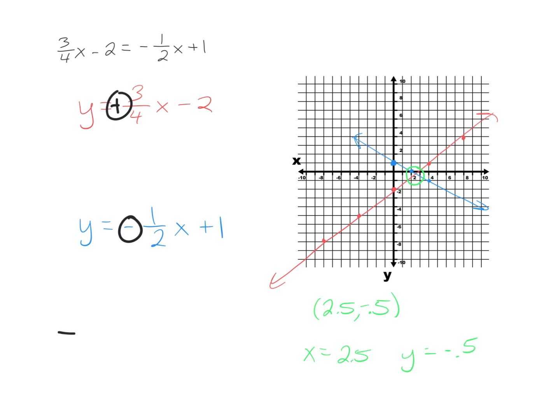If it's a negative slope, our line's going down. If it's a positive slope, our line's going up. Questions on linear equations?